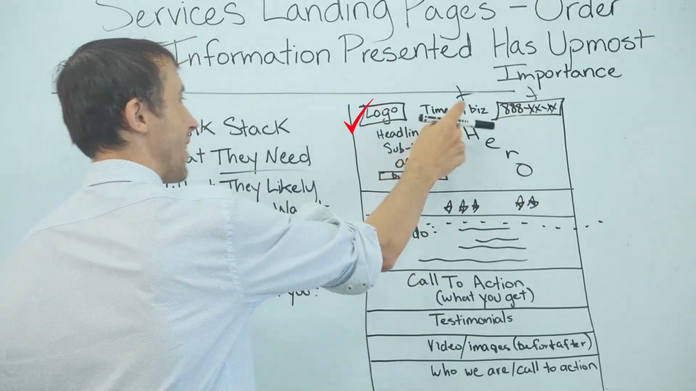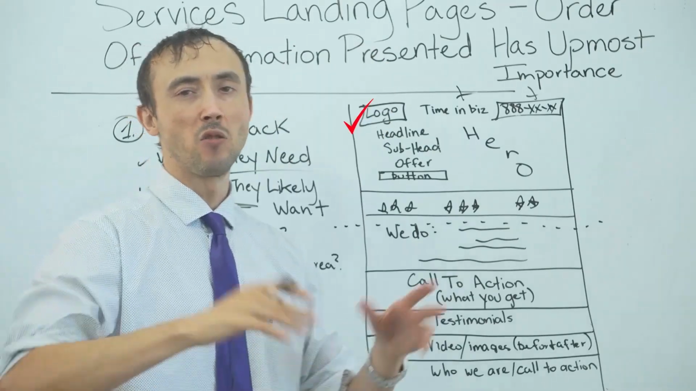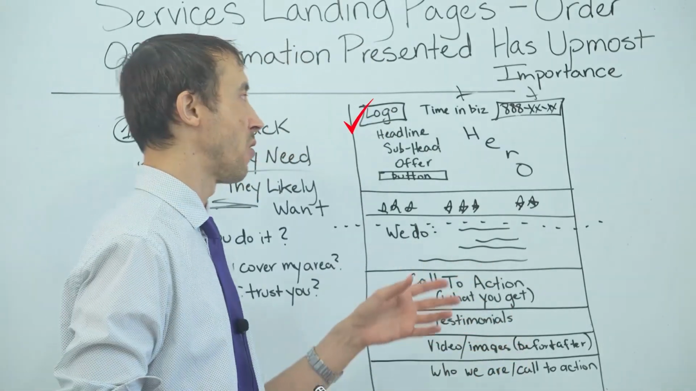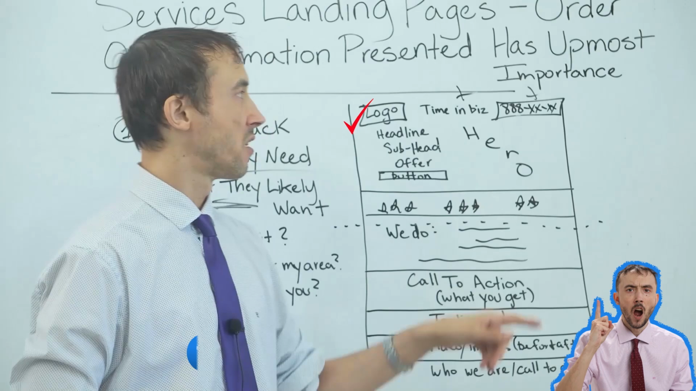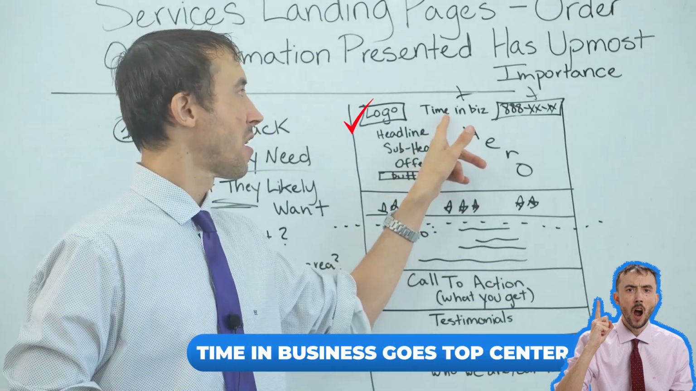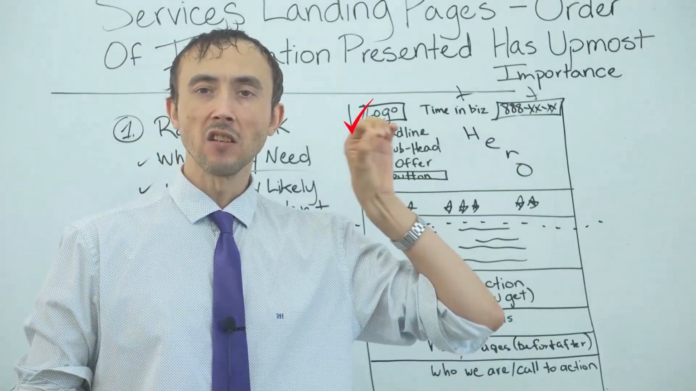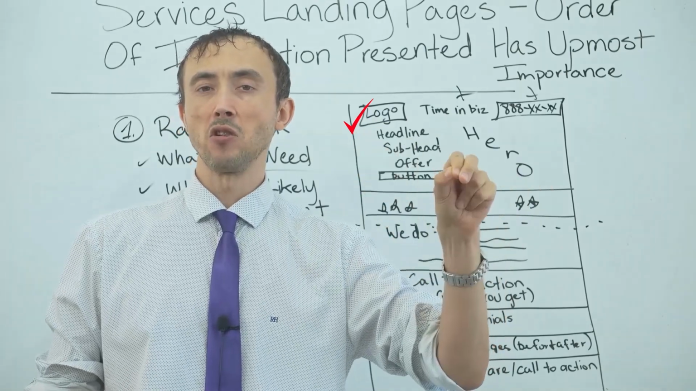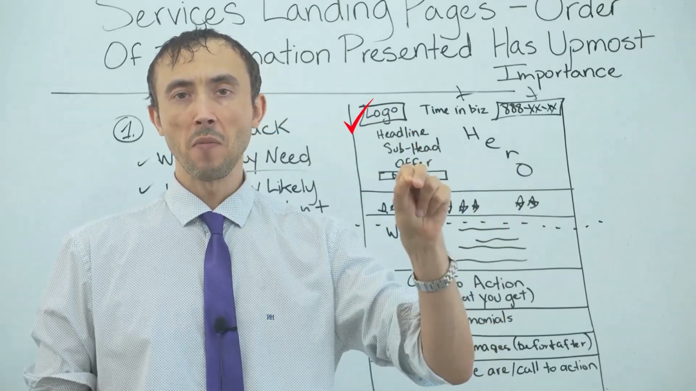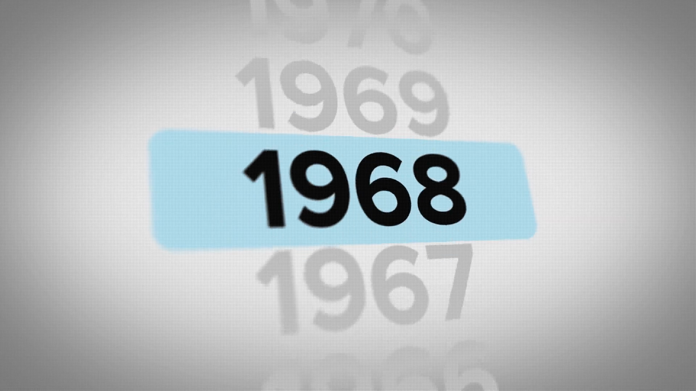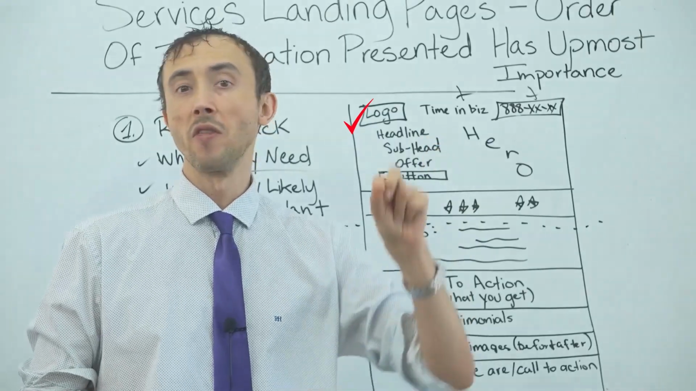So you have the phone number top right, and then in the middle between the phone number and the logo, you're going to say the time you've been in business. Unless you've just opened up shop yesterday or within the last 3 years, time in business goes top center. Why? Because that conveys in very quick terms how much you should be trusted. If you've been in business 30 years, people automatically deduce that you should be trusted more than anything else.